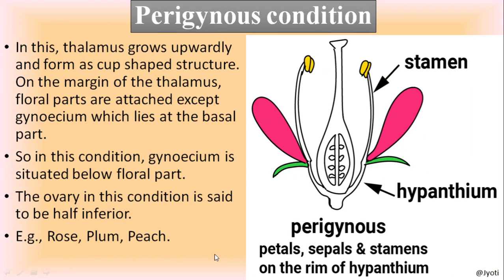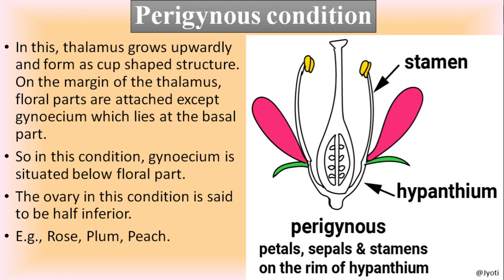The next is perigynous flower. Here the thalamus develops upwardly up to a certain height. Then it forms a cup-shaped structure. So here you can see it is forming a cup-shaped structure. This is the thalamus, and here the pedicel is attached to this. So this thalamus is a cup-shaped structure. It grows up to a certain height, maybe half the height of the ovary.